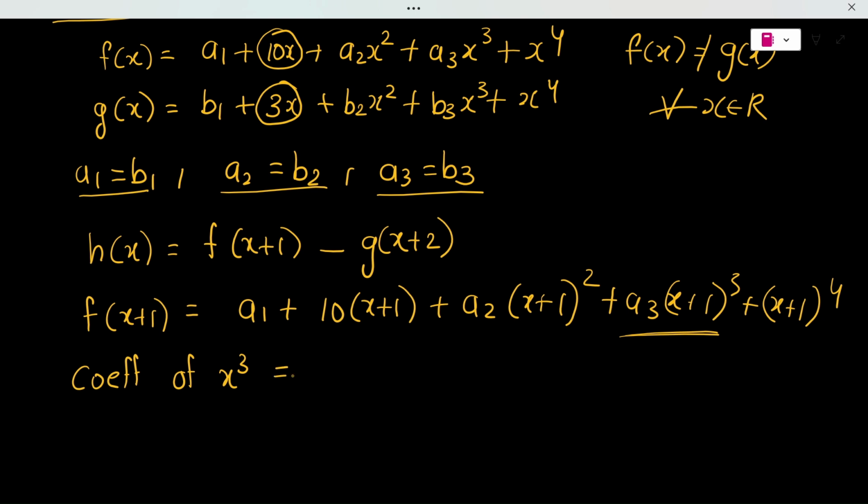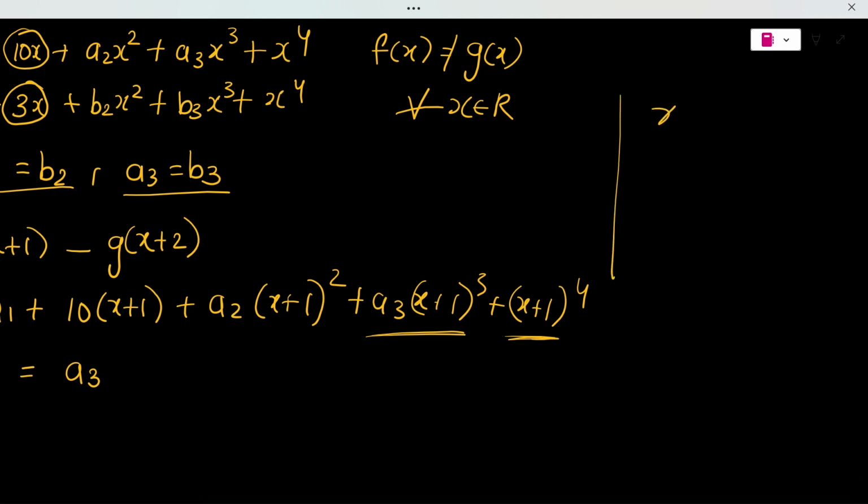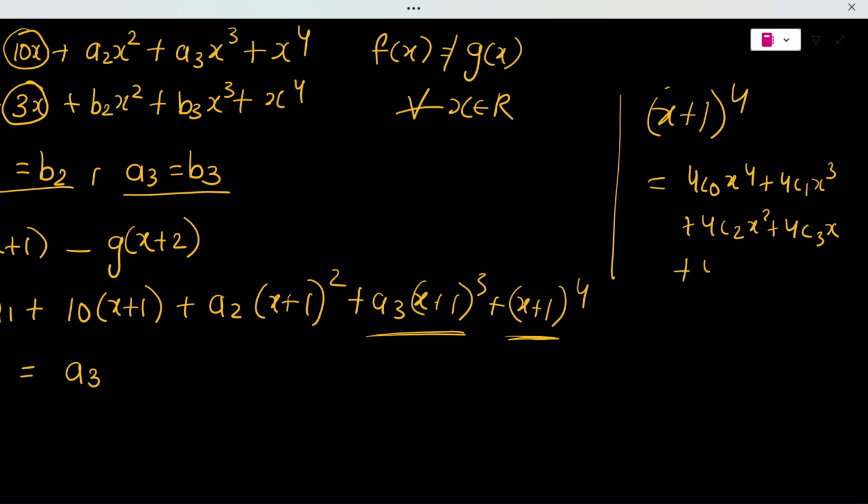Expanding this, first we get a3 x cube here. Next, (x plus 1) whole to the power 4, by the general binomial expansion, can be written as 4c0 x power 4 plus 4c1 x cube plus 4c2 x square plus 4c3 x plus 4c4.